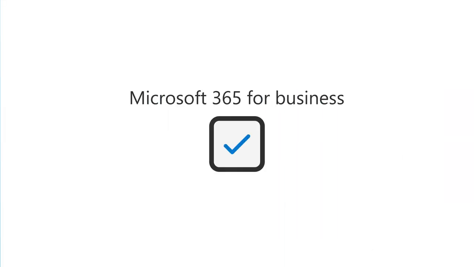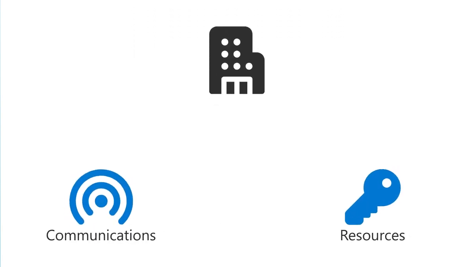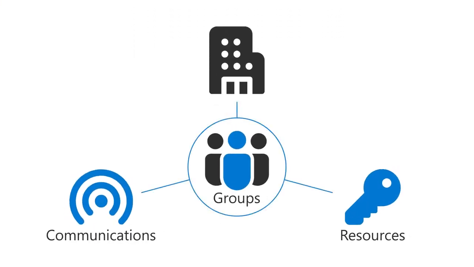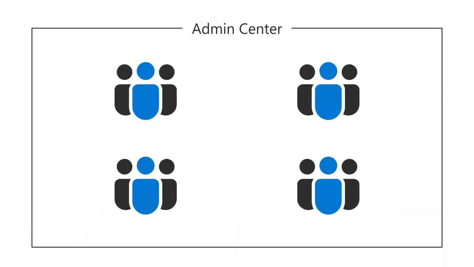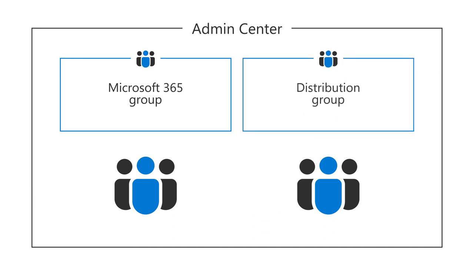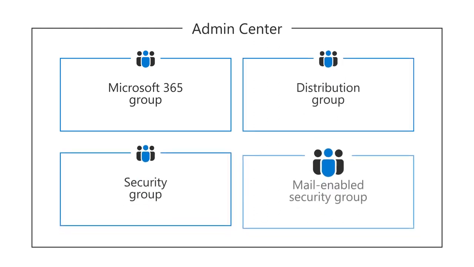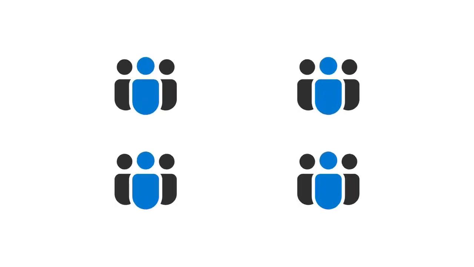With your Microsoft 365 subscription, you can manage your communication and access to resources across the business using groups. In the Admin Center, there are 4 types of groups you can choose from: Microsoft 365 Group, Distribution Group, Security Group, and Mail-Enabled Security Group. Let's take a look at each.